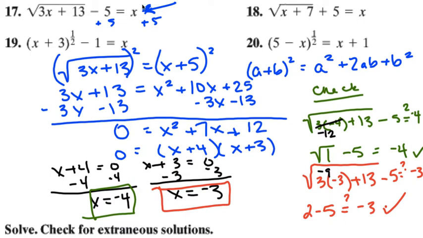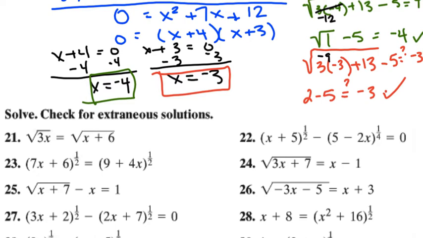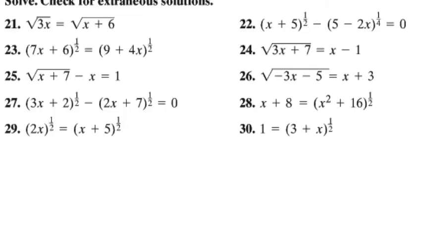Nifty. All right, moving on to the last one from this section. Solve and check for extraneous. Yep, okay, these are all fraction exponents, rational exponents. Oh, oh no, they're not. I'm sorry. Let's go ahead and do 27.